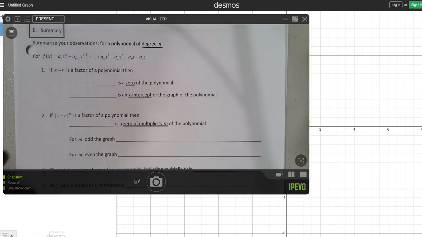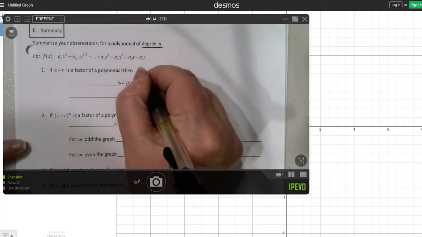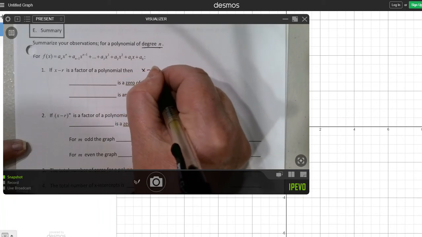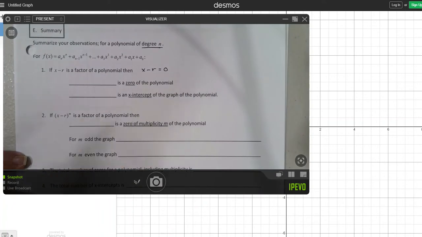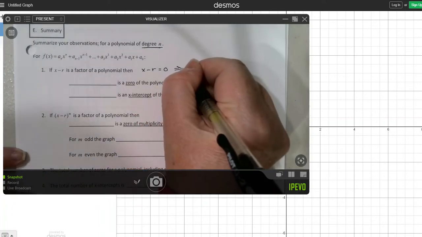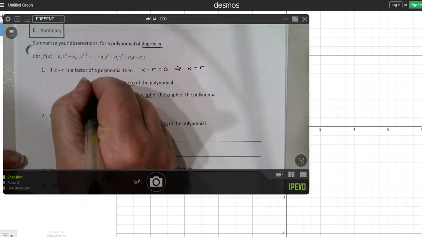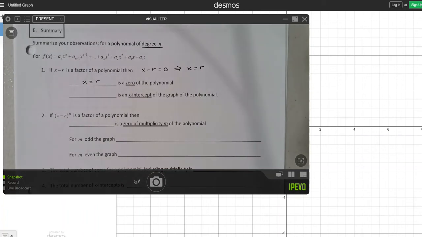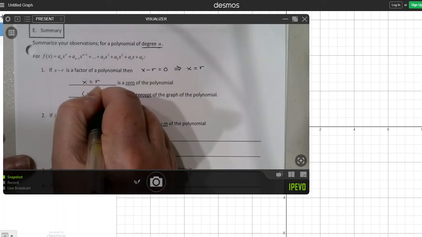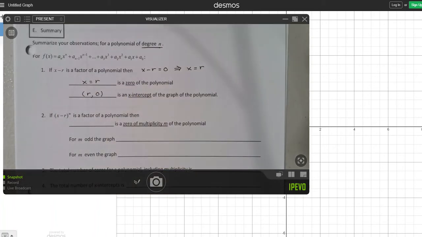So the highest power here is n. First of all, if x minus r is one of the factors of the polynomial, then x minus r has to equal 0 to get a 0 of the polynomial, which when I solve that would just give me x equal r. So x equals r is a 0 of that polynomial. And if I wanted to formally write it as an x-intercept, that would be (r, 0). So the factors, the zeros, and the x-intercepts are all very closely related.